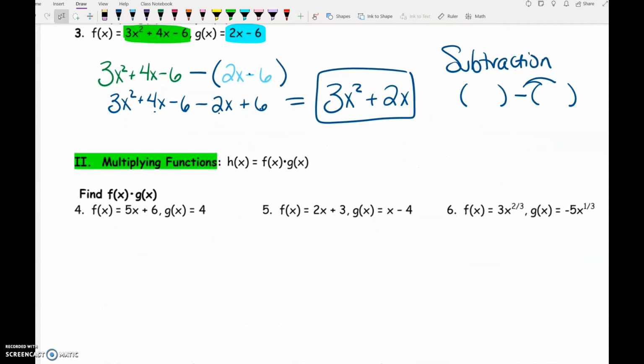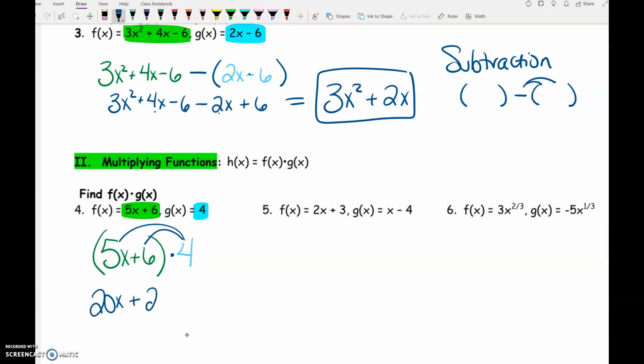When we're multiplying, we're taking the f function, 5x plus 6, multiplying it with the g function, which is just 4. So we have 5x plus 6, I would put it in parentheses, and we have the g function, 4. We're multiplying them together. In this case, it's distributive property. So 4 times 5x is 20x. And 4 times 6 is 24.